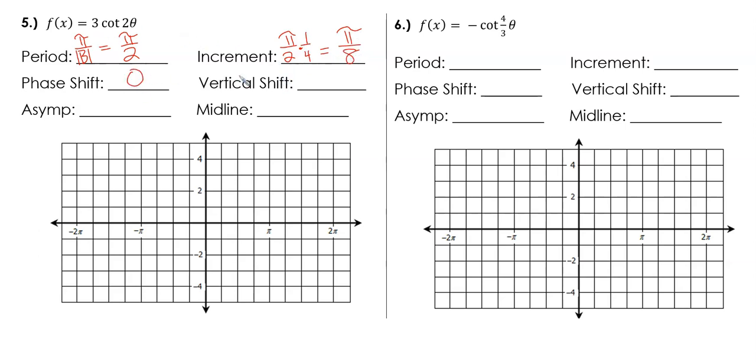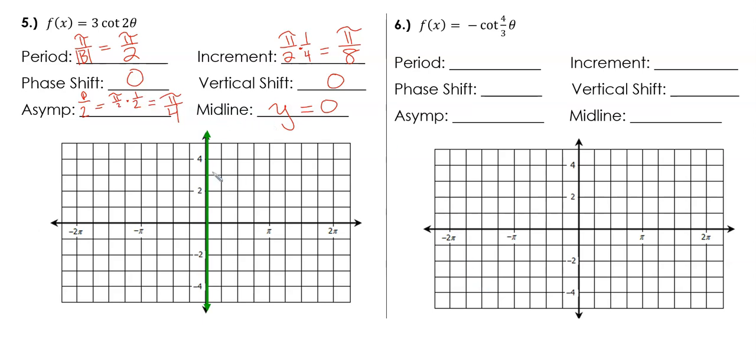Still not adding and subtracting. My phase shift and vertical shifts are still 0. My midline is still 0. So for our asymptote, we're still taking that period and we're going to divide it by 2. So it's going to be pi halves divided by 2, or times 1/2, which is going to give me pi over 4.